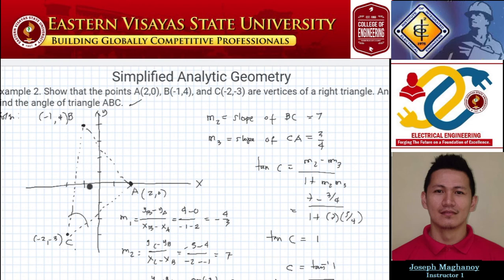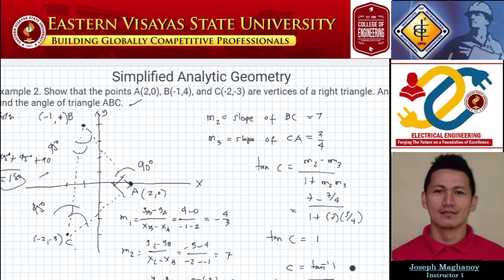Okay, so therefore if angle C is 45, since it's a right triangle, this is 90, therefore this is also 45. So the summation of your angles should be 180. So it's clear that this is a right triangle. So 45 plus 45 plus 90, that's 180. So it's checked.